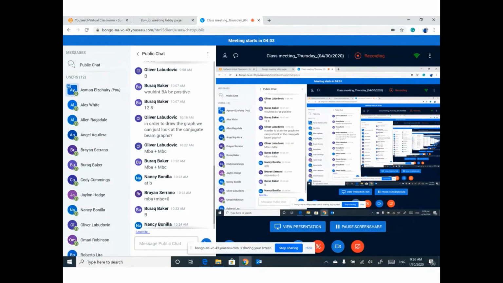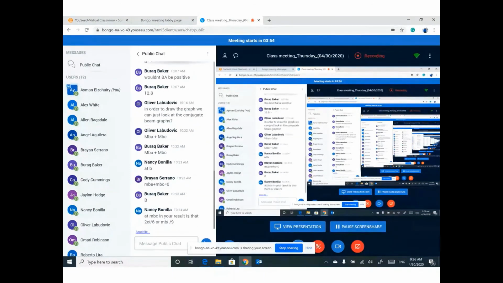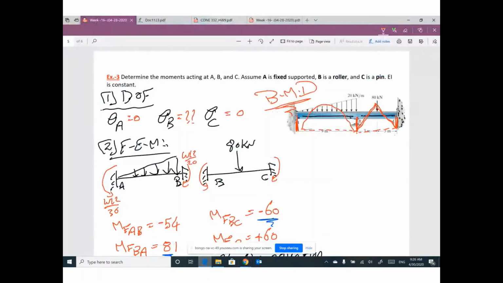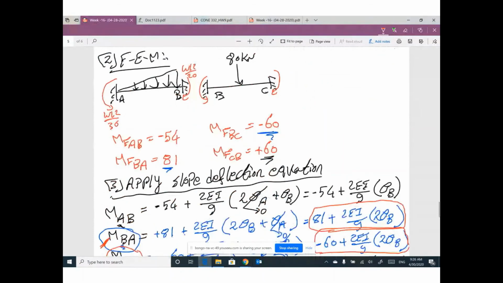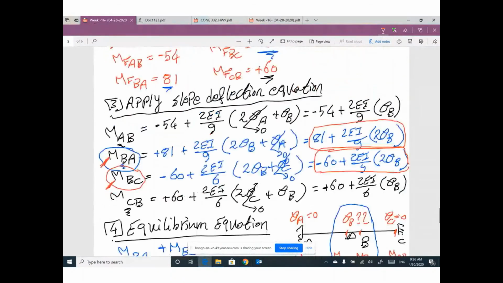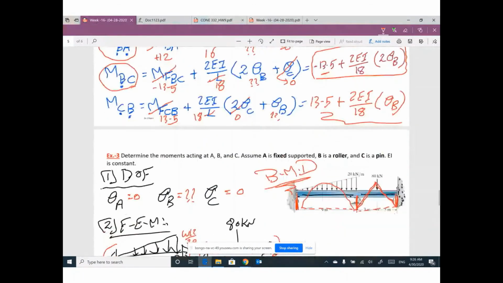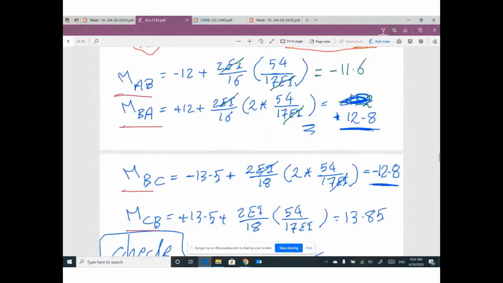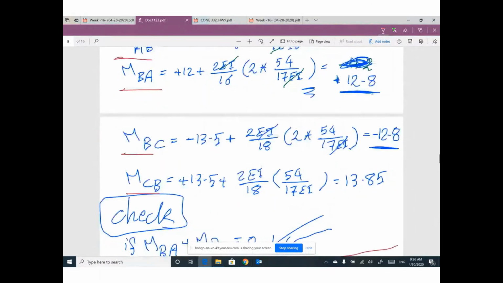Yes, yes. If you go back to the conjugate beam diagram, you can get the shapes, triangle or parabola or something like this. Okay. So be sure that the final score or the full credit will be given if you give me the whole values for MAB, MBA, MBC, MCB.